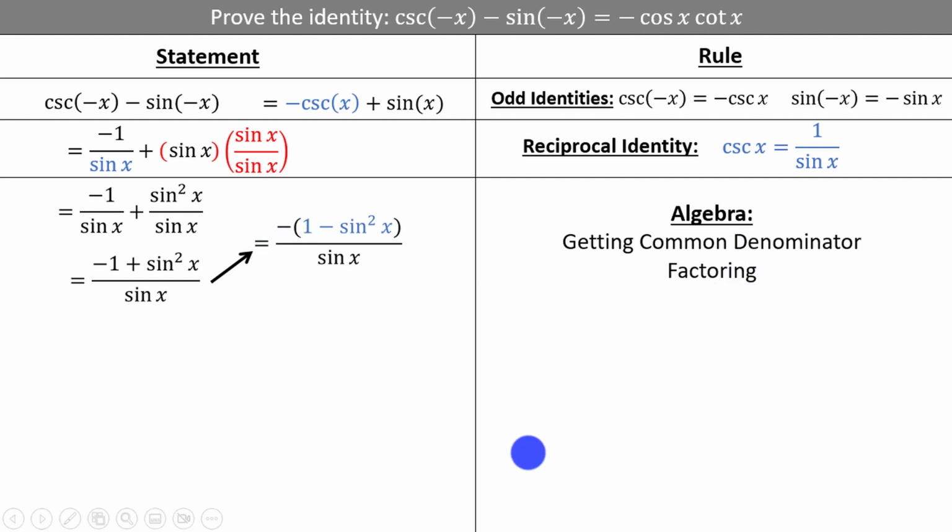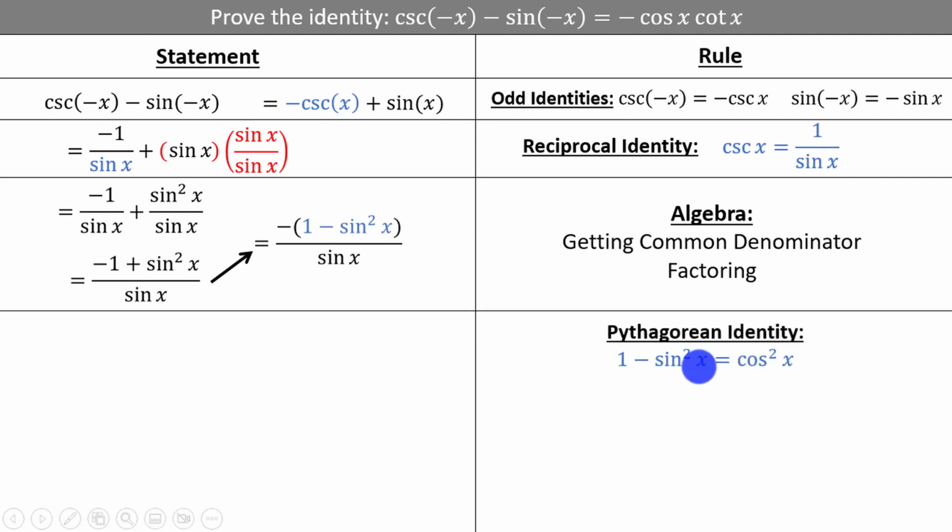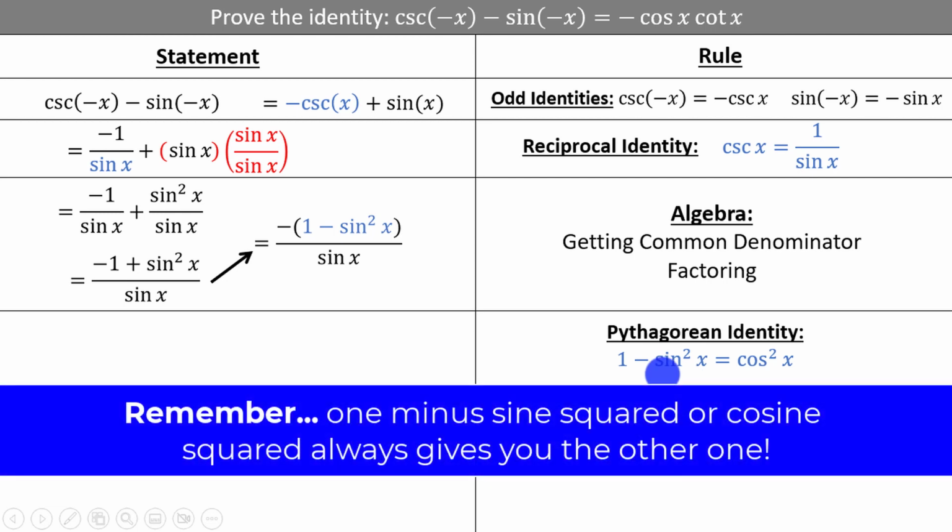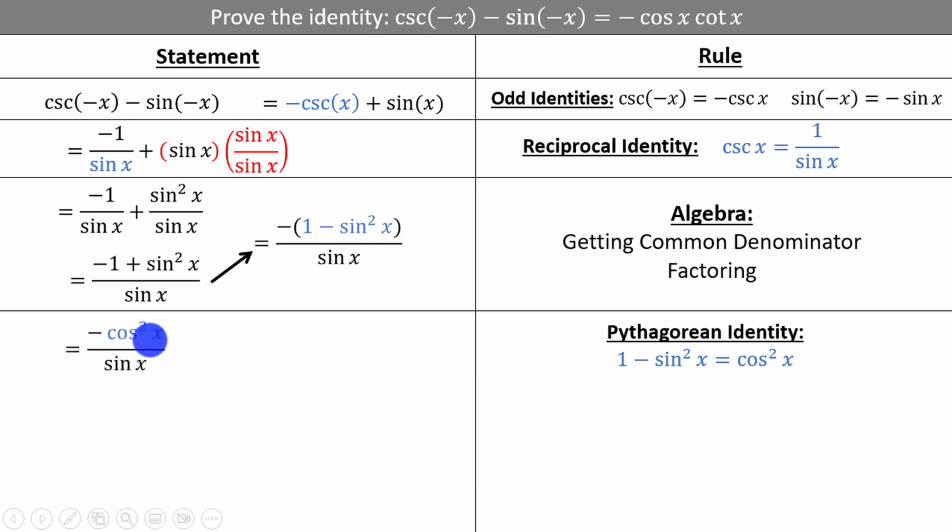At this phase, the inside of our parentheses matches the Pythagorean identity of 1 minus sine squared is equal to cosine squared. This is an algebraic manipulation of the identity sine squared plus cosine squared is equal to 1. I always remember to myself that 1 minus either sine squared or cosine squared gives you the other one. So in this case, 1 minus sine squared gives me cosine squared. Therefore, I can replace 1 minus sine squared with cosine squared in my function. And of course, I still have the negative sign out front.